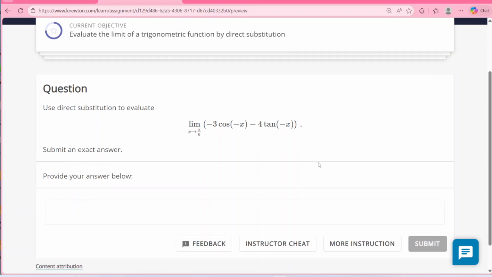All right, so another one where you're just doing a direct substitution. Now the cosine of, I'm plugging in pi over 6 here. Cosine of pi over 6 was square root of 3 over 2.